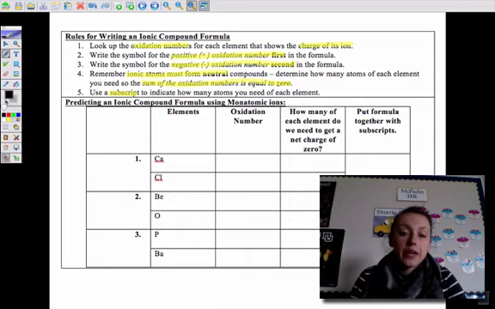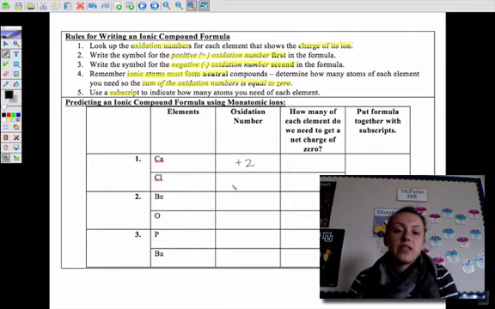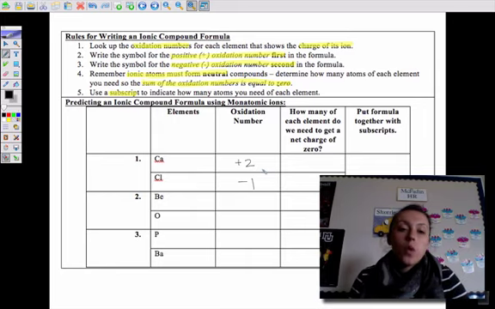So let's do a couple together. Calcium, which is Ca, I'm going to look at my periodic table, and the oxidation number is +2. Cl stands for chlorine, which is in the group 17 column, and its oxidation number is -1. Now, if I had one Ca atom and one Cl atom, I wouldn't have an overall charge of 0, because I have +2 and -1.